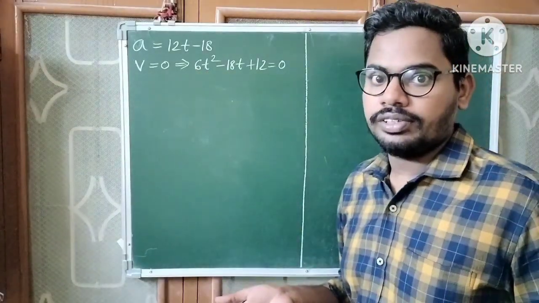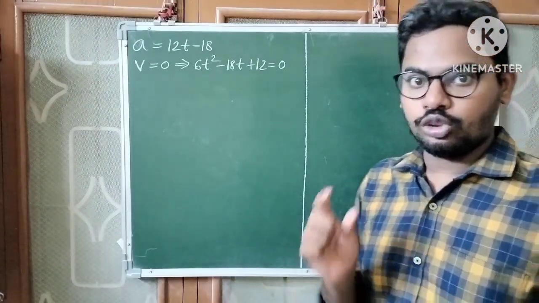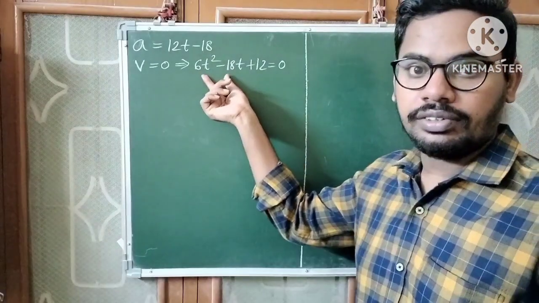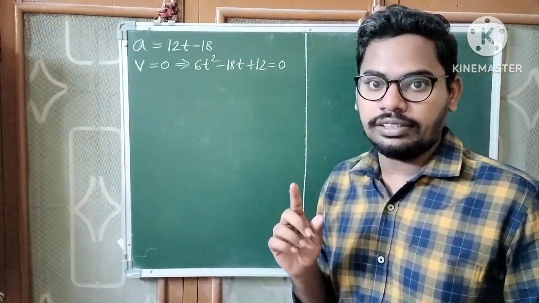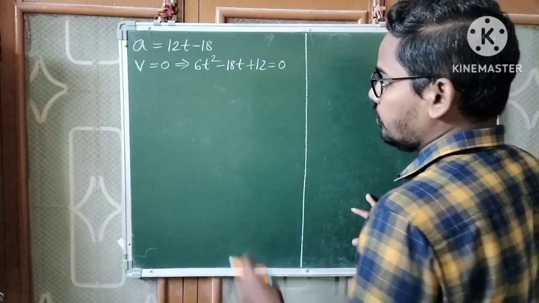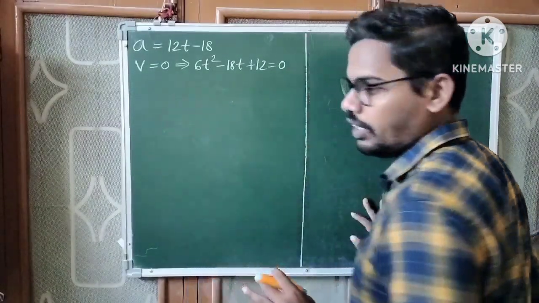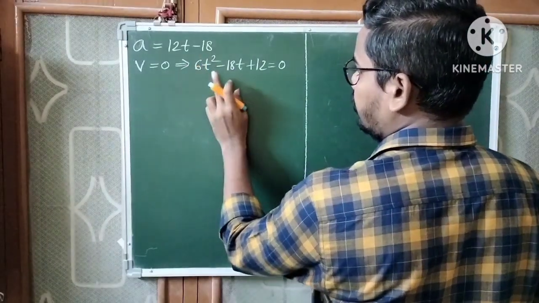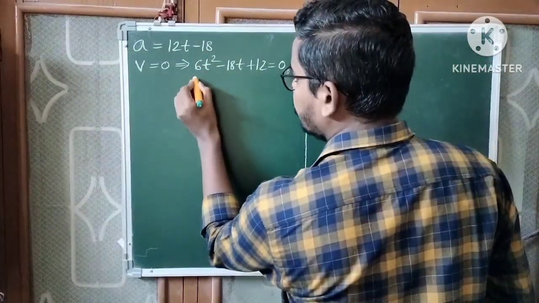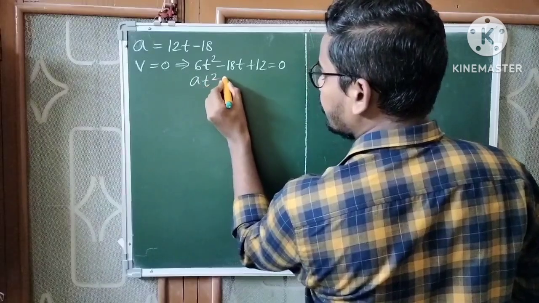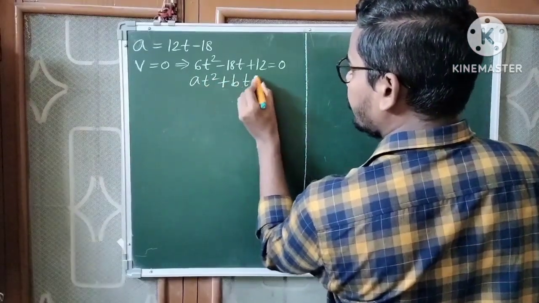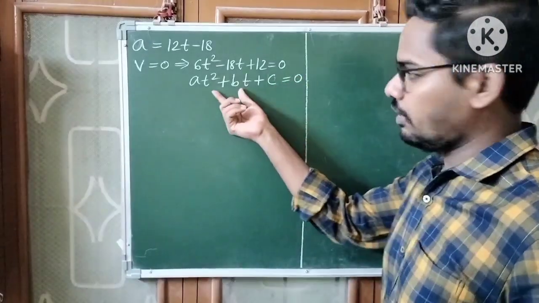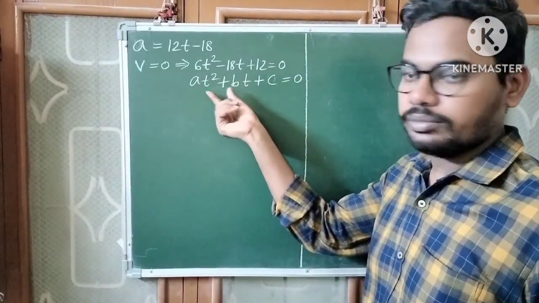So in case of a quadratic equation, we get a maximum of 2 roots or 2 solutions. To find the 2 solutions of this quadratic equation, I am going to use the Sridharacharya formula, or quadratic formula. Before that, what is the standard form of a quadratic equation? Here the highest power of the variable is 2. That's why this is a quadratic equation, and the standard form in terms of variable t is at² + bt + c = 0. This is the general form of a quadratic equation in terms of t.